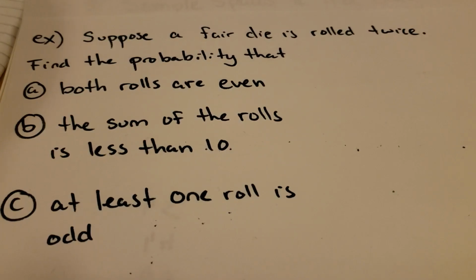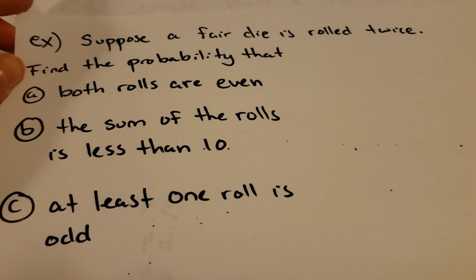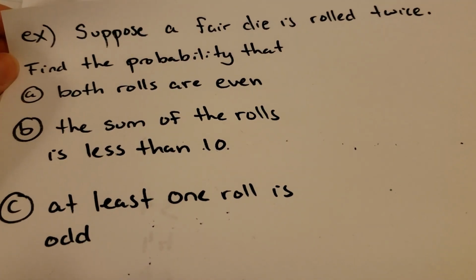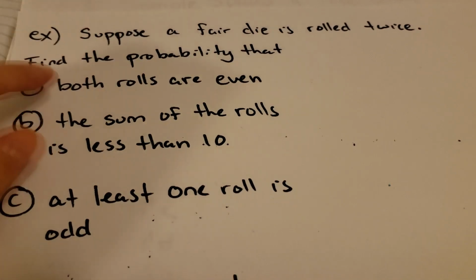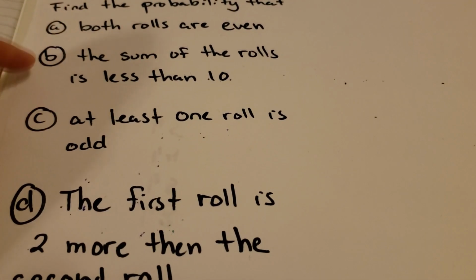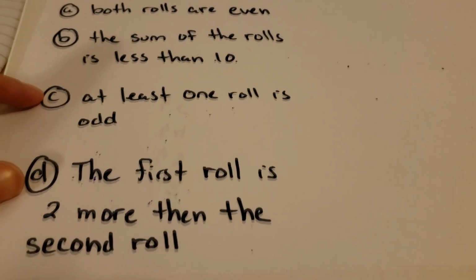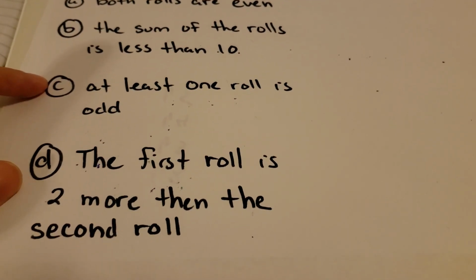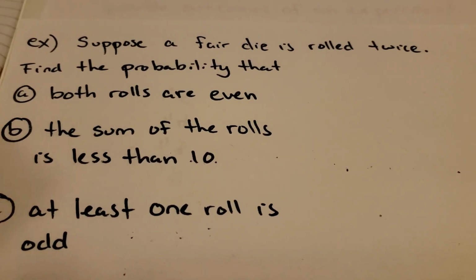Okay, so now we'll look at one more probability problem we can solve by listing out the sample space. In this example, we're going to suppose that a fair die is rolled twice. And now we want to find the probability that both of the rolls are even, the sum of the rolls is less than 10, at least one roll is odd, and that the first roll is 2 more than the second roll. So in this problem, we're being told that we're rolling one die 2 times.